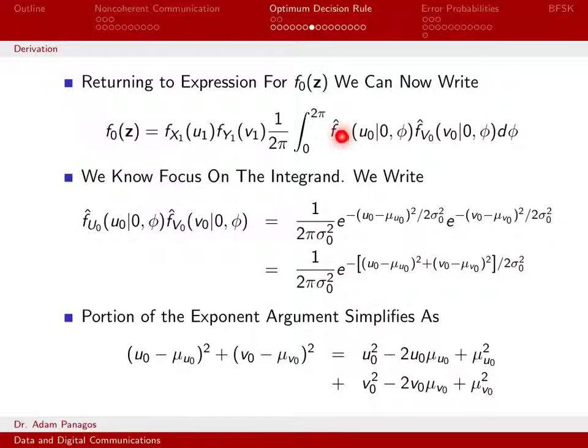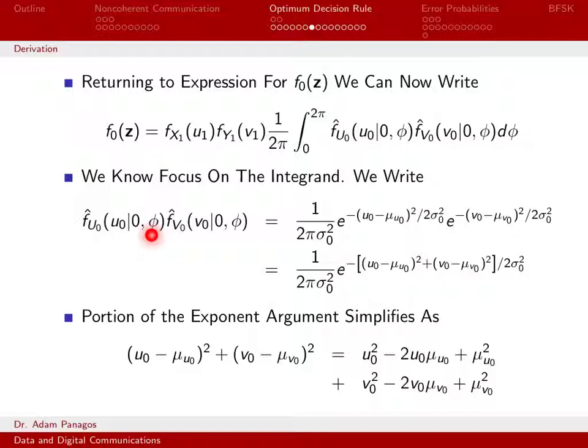The conditional density function for u0, given signal 0 was sent, for a specific value of phi, obviously depends on phi. Similarly, the conditional density function for v0, given signal 0 was sent, obviously depends on phi. So these I still have to multiply and average over all possible values for phi. So at this point, what we're down to is working on this integral. So let's just focus on the integrand.